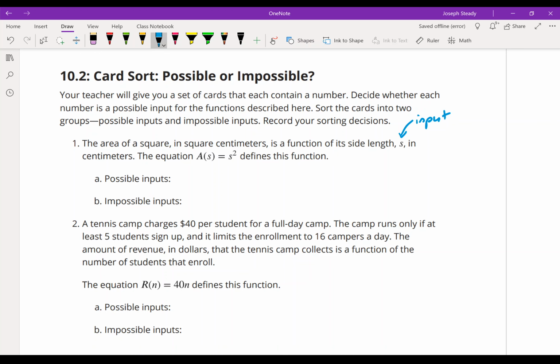So as soon as I look at this problem, something I'm thinking right off the bat is that for side length, I'm not going to have negative numbers. That's one thing that's going to come up. But other than that, I can use most numbers, right? I can use whole numbers, 1, 2, 3. Those all could be side lengths. I can also use decimals. We could have 1.5 centimeters as the side length for a square.